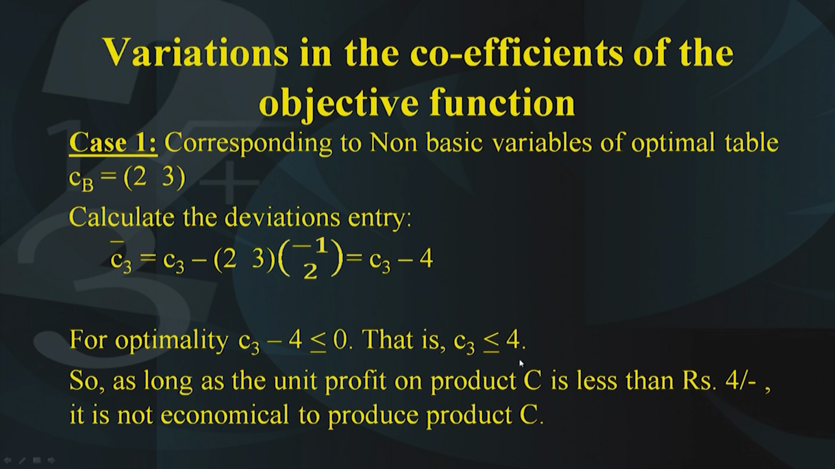Therefore, what do we conclude? We conclude that as long as the unit profit on the product C is less than rupees 4, it is not economical to produce product C, because then this constraint will be violated and it will become greater than 0. Therefore, in order to maintain optimality, C3 should be less than or equal to 4. Now, this was the case when we had made changes in the non-basic variable.